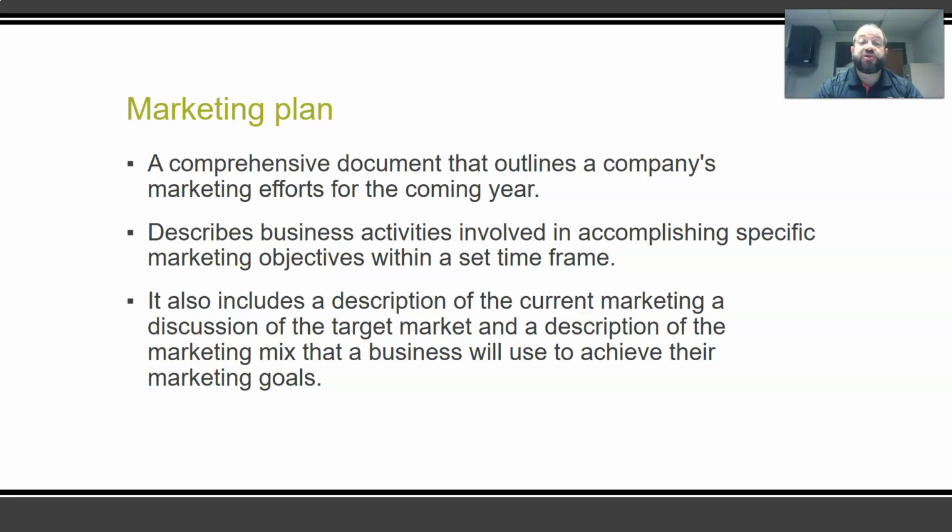It also includes a description of the current marketing, and of the current market, and a description of the marketing mix that a business would use to achieve their marketing goals. What? Mr. C, that sounds confusing, right? Well, hang on. A description of the current marketing, right? What is currently going on in the market? What are other businesses doing? What are other groups doing? What are we doing? How can we tie in? What makes us different, that kind of thing, right?